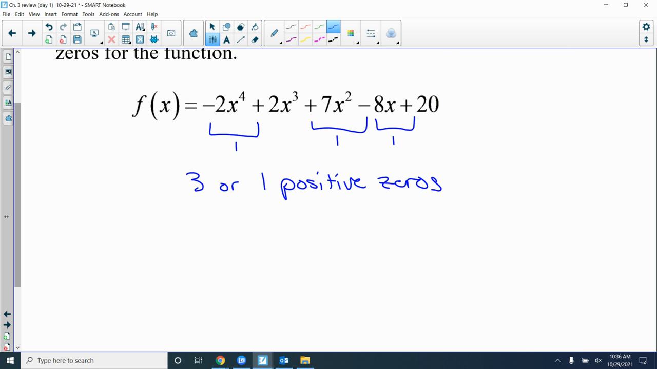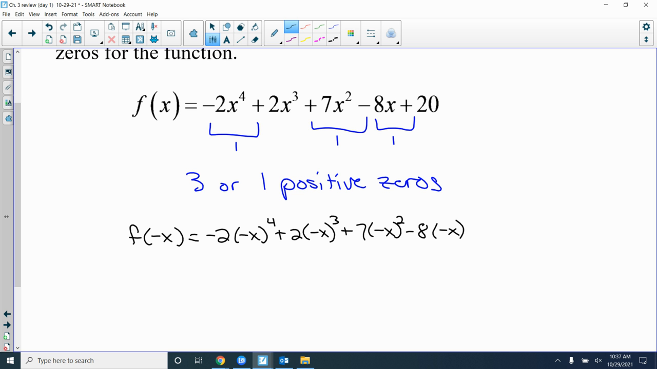All right, so for the negatives, this is where we do f of negative x. Replace x with negative x. Plus 2 times negative x cubed, plus 7 times negative x squared, minus 8 times negative x, plus 20. Now remember, it really will only change the sign of which terms? Terms with what type of power, Matthew? An odd degree. Only odd degree powers will actually change signs, because when you take a negative number to an even power, it comes back positive.